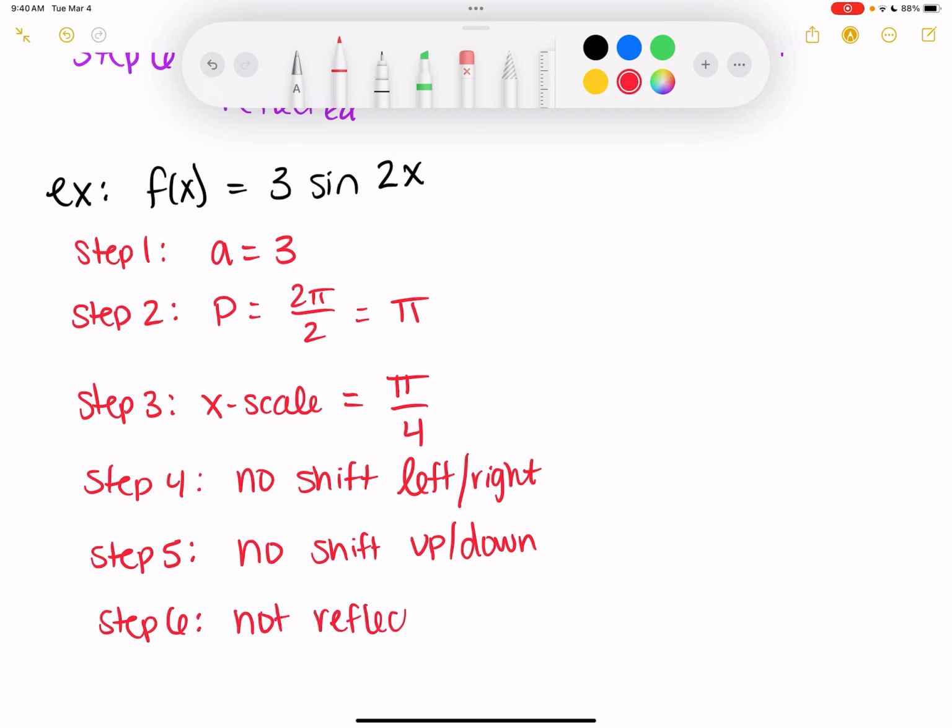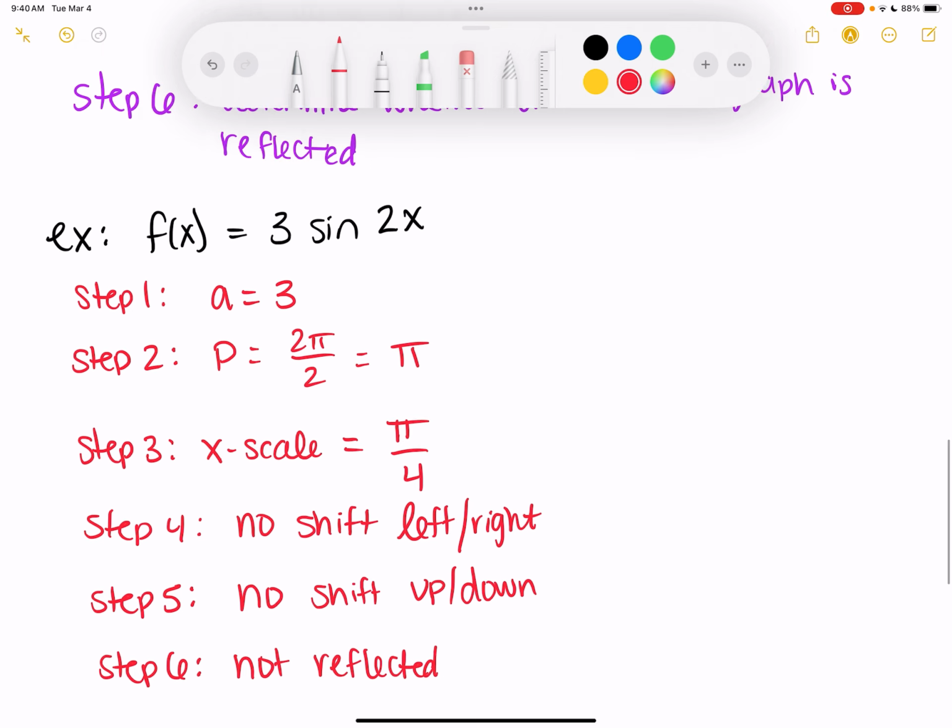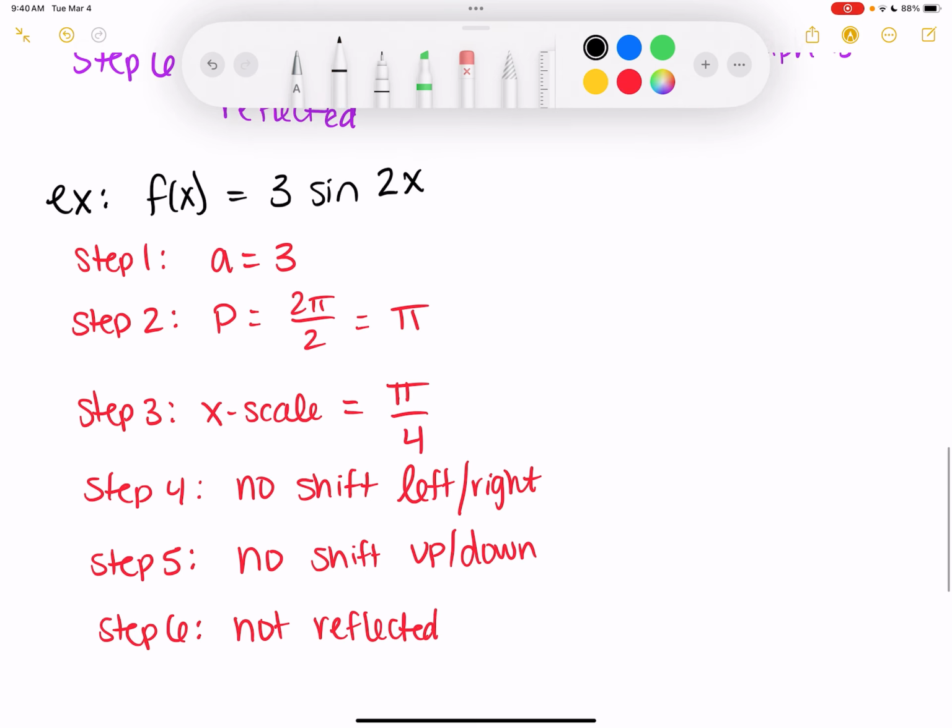So I'm going to set up a graph over here. When the amplitude is 3 or whatever, if I know it's not getting shifted, a lot of times I will just go to 3. If it is getting shifted, obviously we've got to put more markings on there. But I'll usually just mark off 3 and -3 as far as that goes.